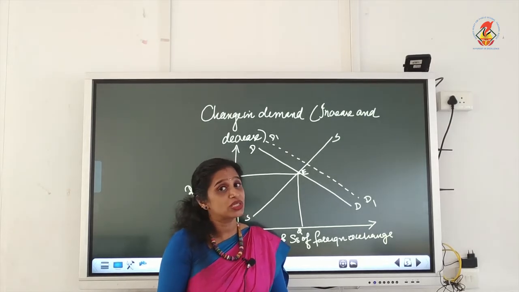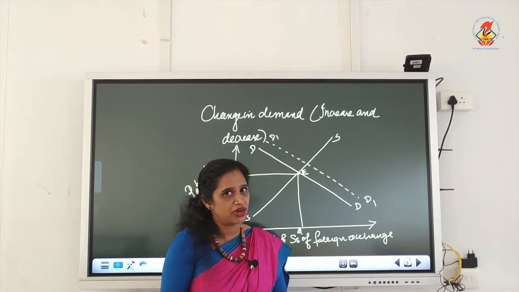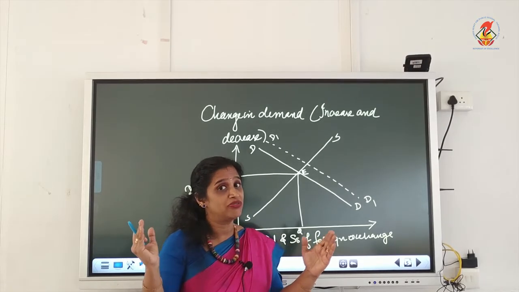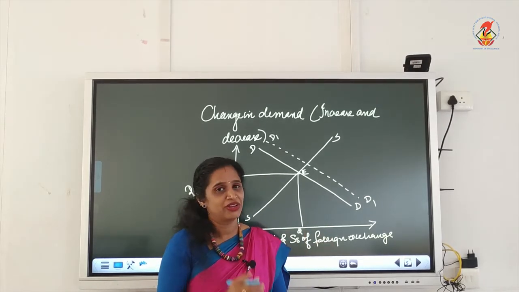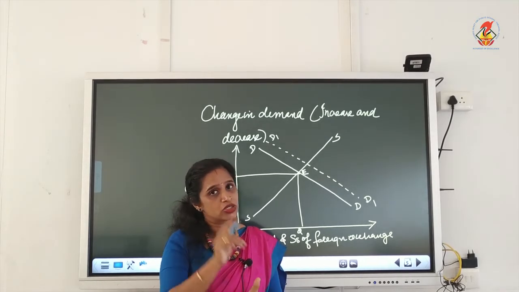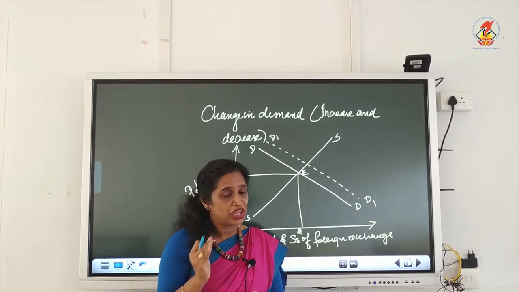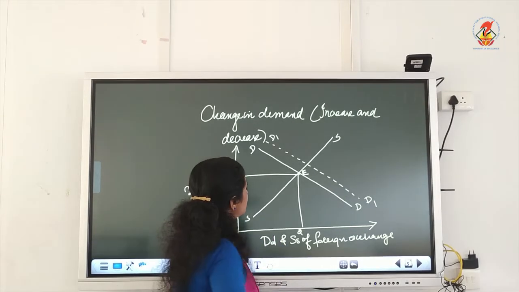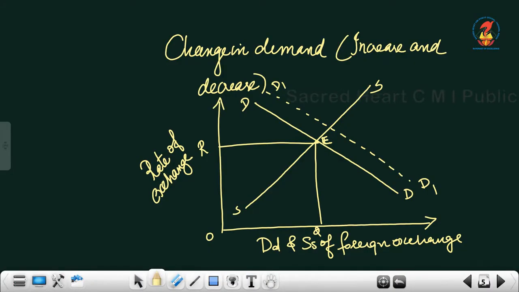We have to draw both the supply curve and the demand curve because this is the rate of exchange which is determined by the forces of demand and supply. Therefore, we have to represent both demand curve and the supply curve in the diagram. But remember one thing, change in the demand means supply curve should remain constant. That is why the supply curve is remaining constant.